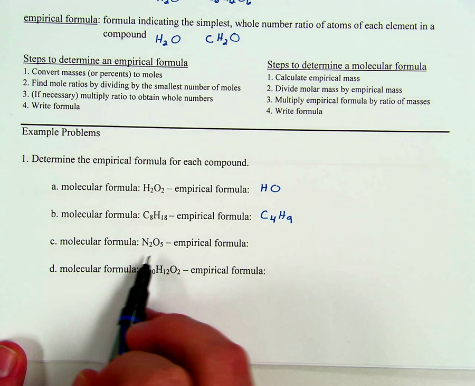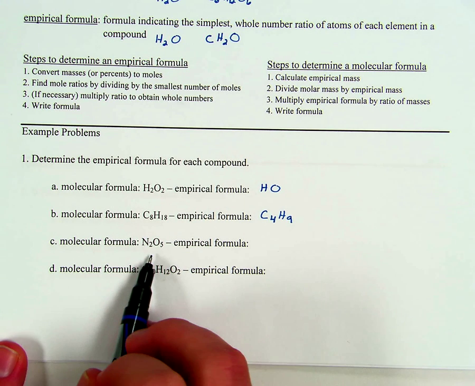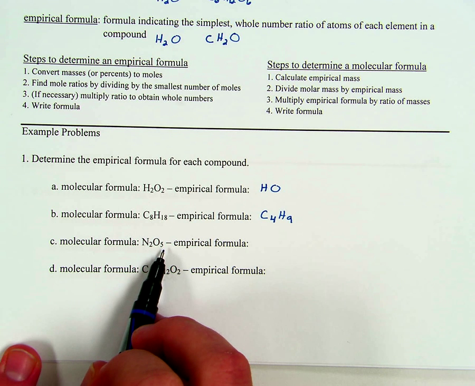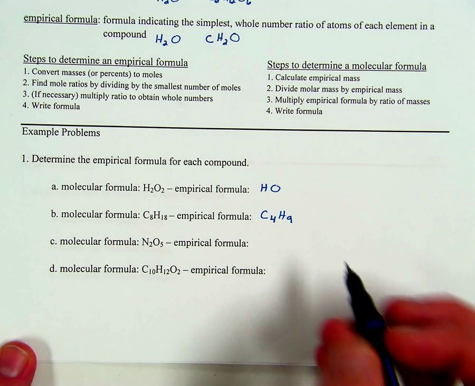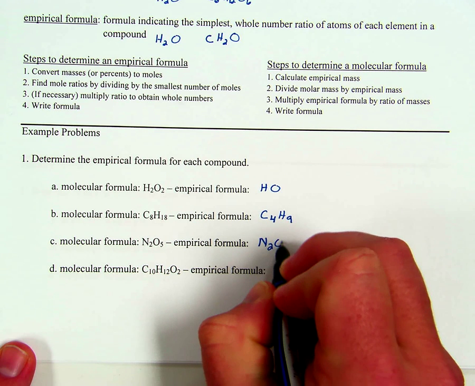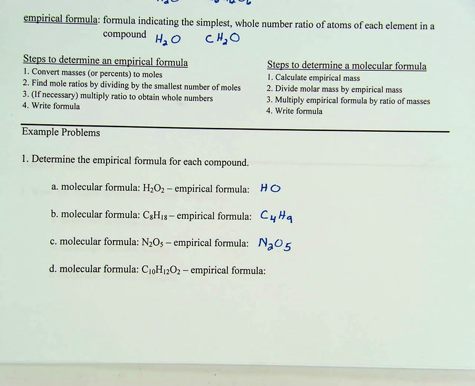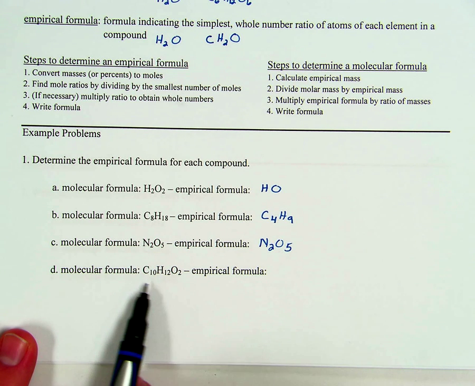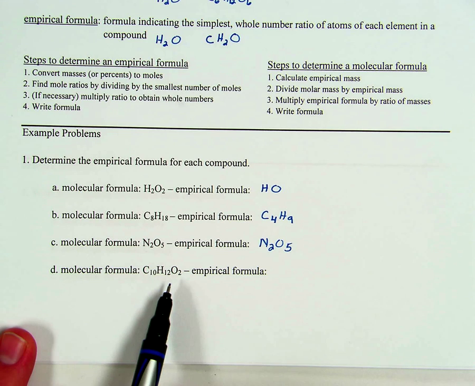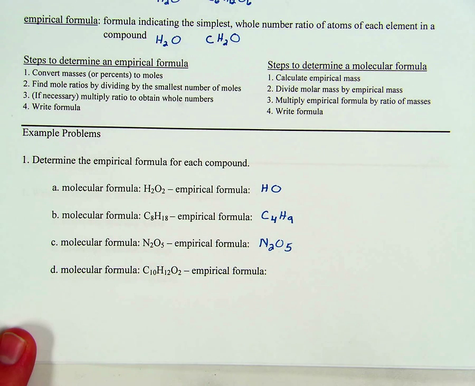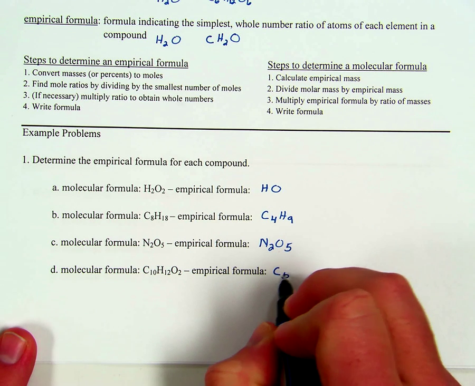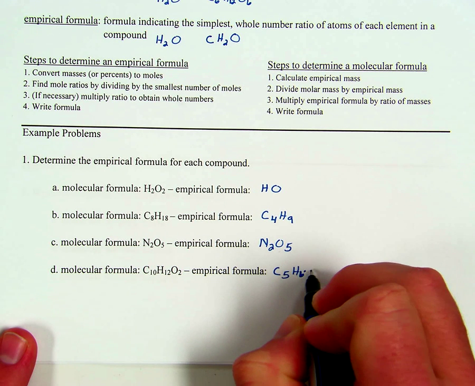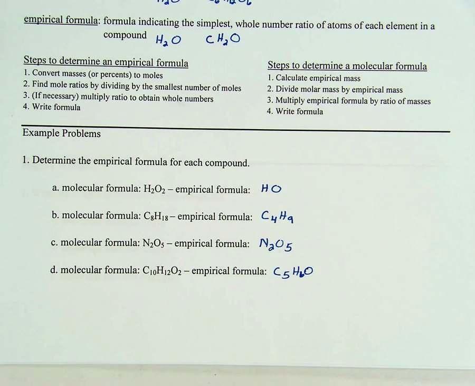What about N2O5? Is there any number that you can divide both 2 and 5 by and still make it smaller and have them be whole numbers? The answer is no. So here the empirical formula is also the molecular formula. It's N2O5. And then if you look at the last one here, what number can I divide all those subscripts by? Well, they're all even numbers, so I know I can divide them by 2, and that is the largest number I can divide them by. If I divide them all by 2, that gives me C5H6O. I've divided them all by 2, and I have my empirical formula.